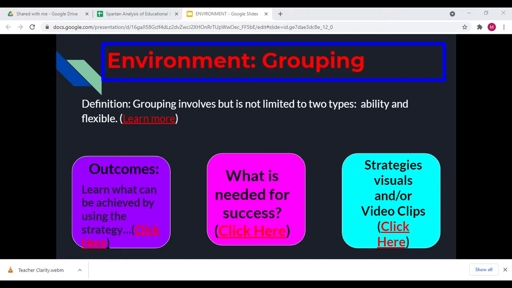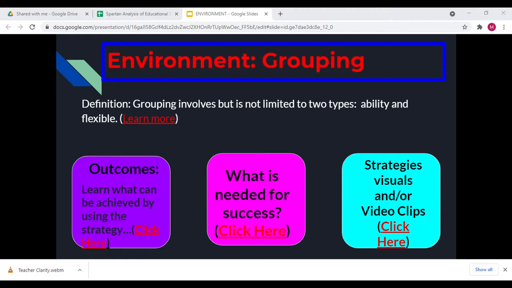Now, grouping is just that, putting our students into groups. Many times we have two types of group. We have the ability grouping as well as the flexible grouping. Ability grouping involves putting our students into various groups based on strengths and weaknesses. For example, their work effort or work ethic, how well they work in groups, their academics, or other data that's collected on the students, as well as their levels of engagement.